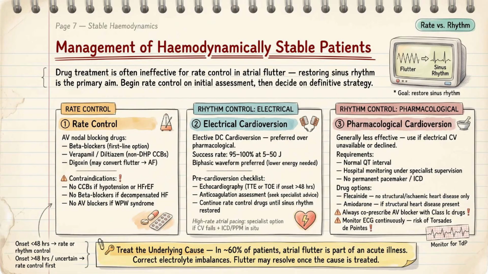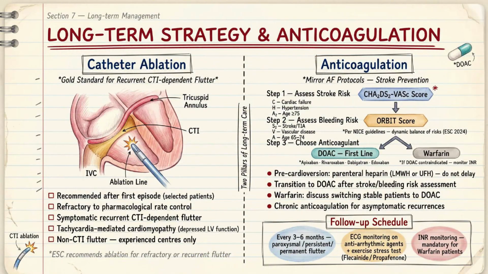If you try pharmacological cardioversion with drugs like flecainide, you must co-prescribe an AV nodal blocker. Why? Because if you slow the atrial rate without blocking the AV node, you might accidentally allow 1-to-1 conduction, sending the heart rate to 200 plus BPM, which is life-threatening. For long-term success, catheter ablation is the star of the show. It has a success rate of over 95% for typical flutter, and is often recommended even after the first episode because it's a definitive cure.